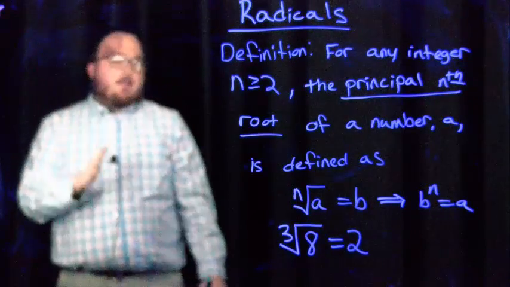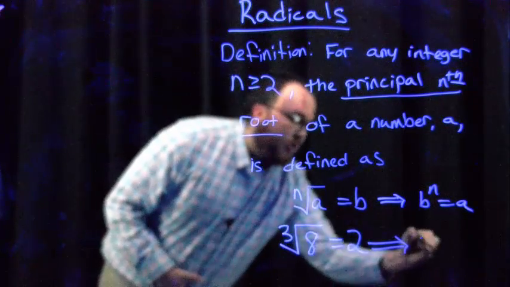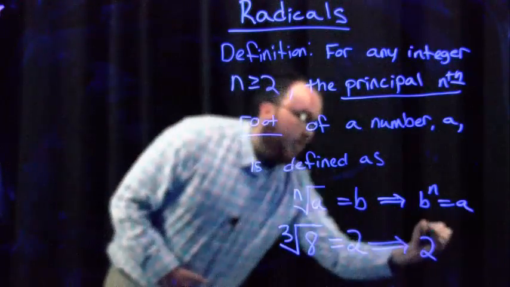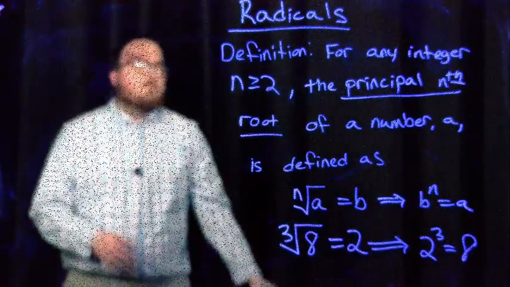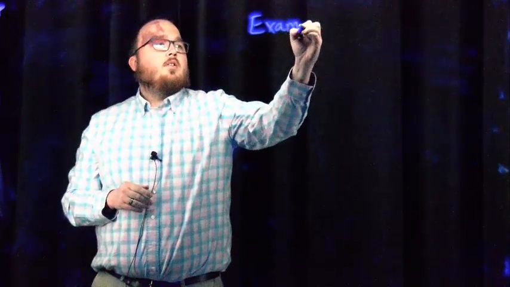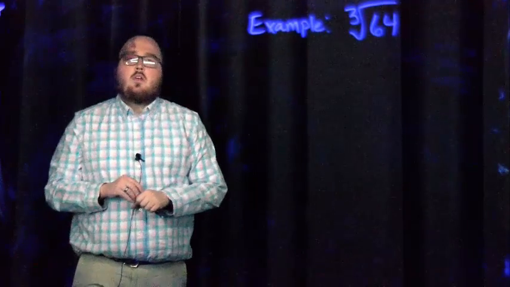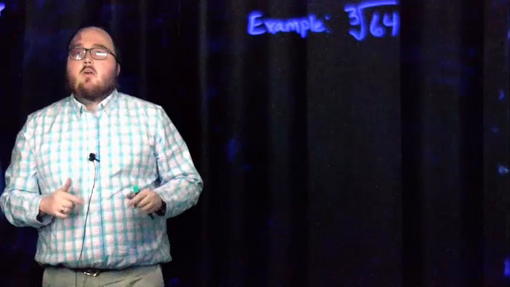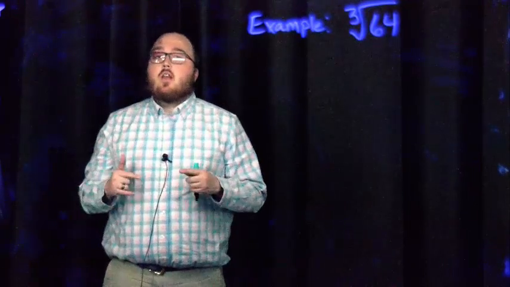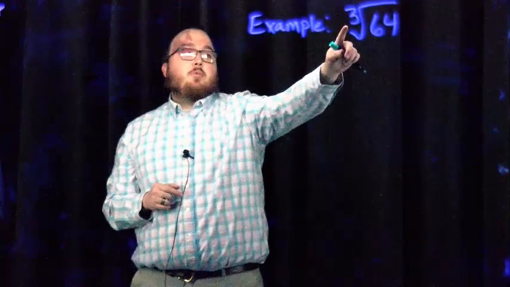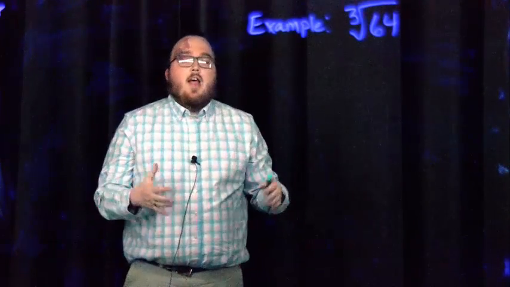Again, the reason behind that is because 2 to the power of 3 is equal to 8. Now, let's try to do the cube root of 64. Again, what that means is I want to know what number raised to the power of 3, because we're taking the cube root, is equal to 64. So to know that, I just try things.